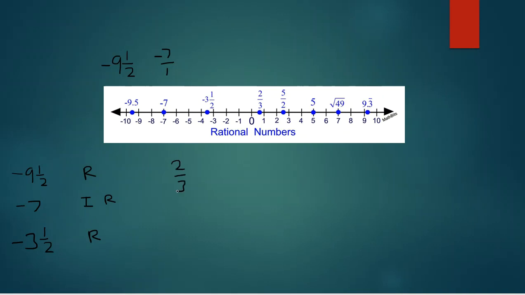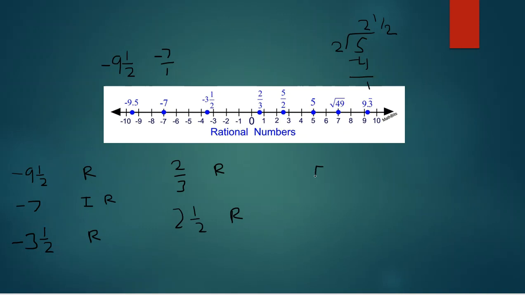2/3 would be classified as a rational number only. 5/2. Okay, this is what we call an improper fraction. Anytime you have the top number bigger than the bottom number, we call that an improper fraction. And to change an improper fraction into a mixed number, we would take the top, 5, we would divide by the bottom. 2 fits into 5 twice. 2 times 2 is 4, which leaves us the 1 left over. So 5/2 is really just 2 1/2. And that is a rational number, okay?